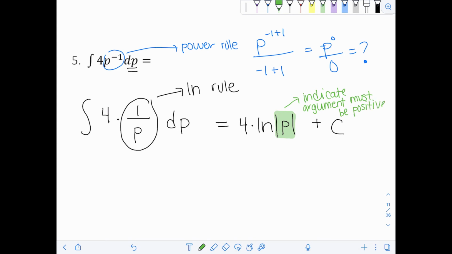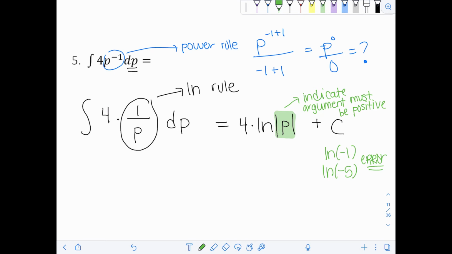And that's because taking the log, a regular log, any log, or the natural log would be undefined if you tried to plug in a negative value. So if you tried even in your calculator to plug in something like ln of negative 1 or ln of negative 5, you're going to get an error. So that's why in the rules listed, there is that absolute value there. It has to do with this.